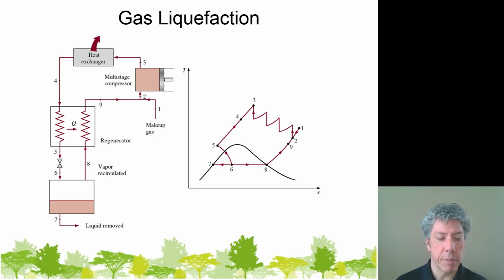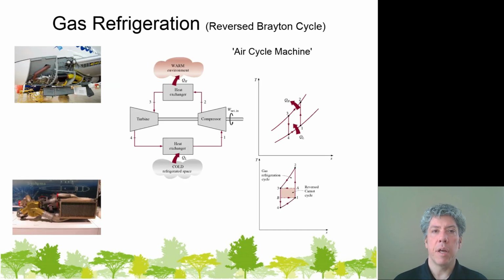Now it does take quite a bit of energy to do this, as you can imagine, because you have to take the gas down to a very low temperature. There's another way to refrigerate, and this is something that's commonly used in aircraft. If you think about an aircraft, you really don't want to carry liquid refrigerant around if you can avoid it. And so air is simply used. And it's basically a reversed Brayton cycle. So you put work into what's now the compressor, which was the turbine before.